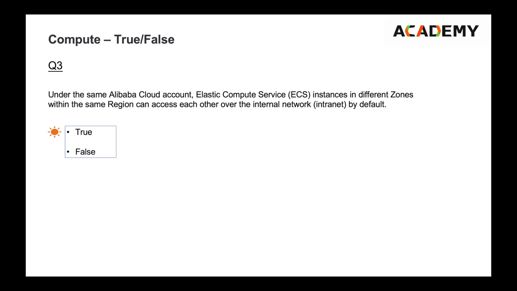If you're wondering how that's possible if they're in different VPC network groups, well, that's where CEN comes in. Cloud Enterprise Network lets you peer VPC groups together and allows them to communicate over the internal intranet. So actually this is true even for ECS instances that are in different VPCs within the same region.